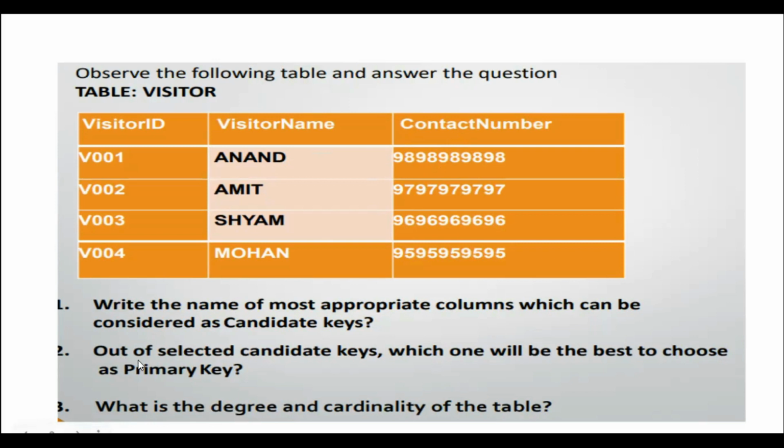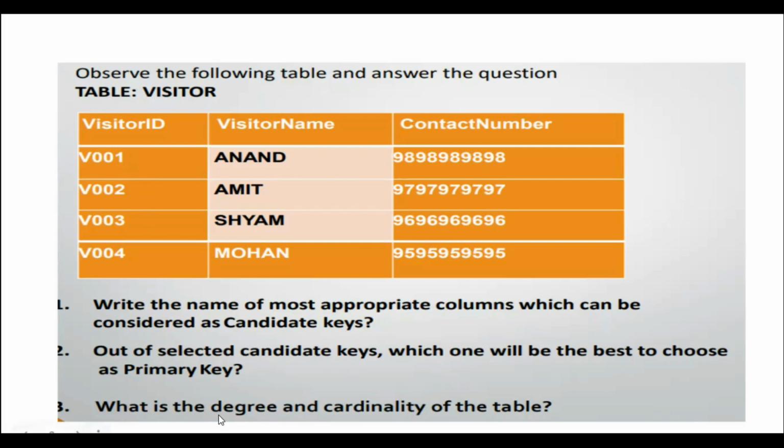Our second question: out of the selected candidate keys, which one will be the best to choose as a primary key? As I have said, the primary key column should not have the same values. So the visitor ID, once given to a person, the same ID cannot be given to some other person. On that ground, we will go with visitor ID as the best choice for the primary key.